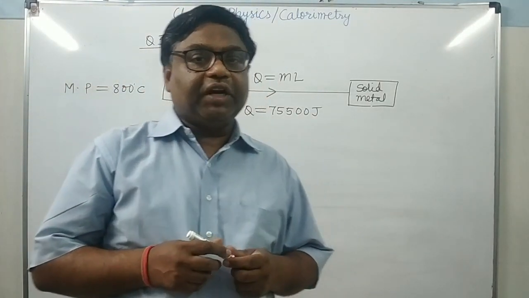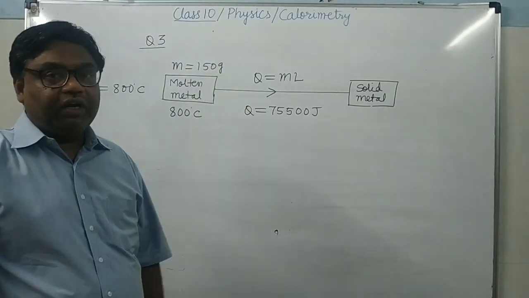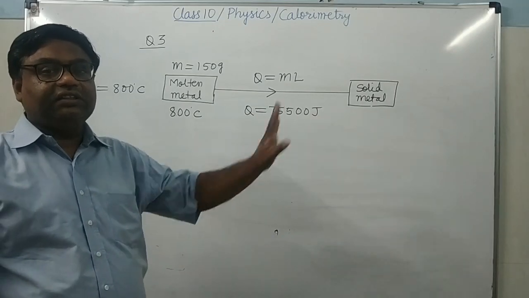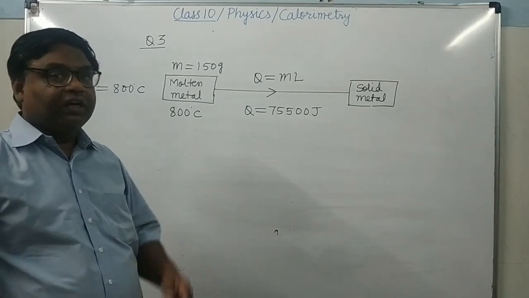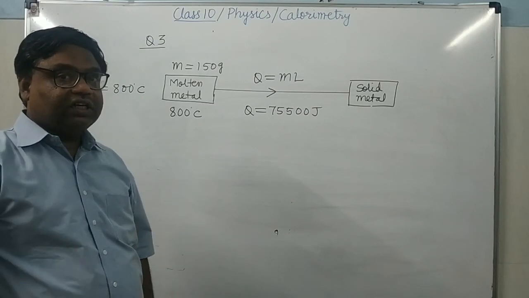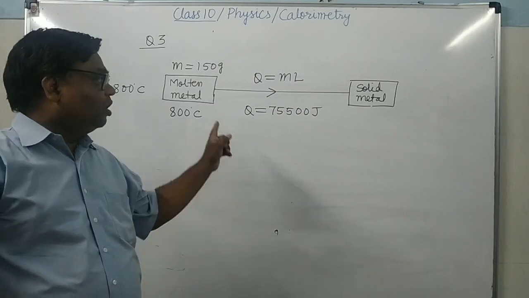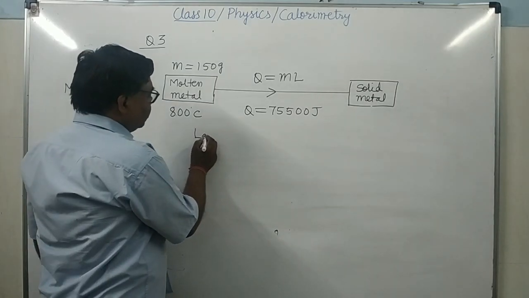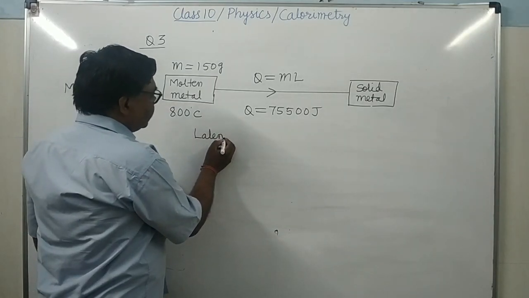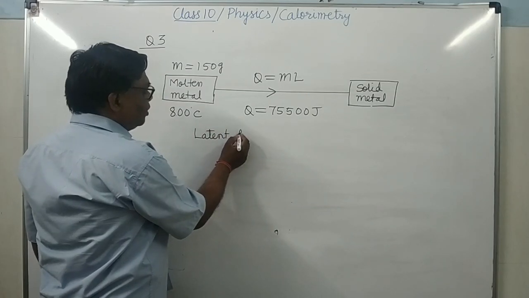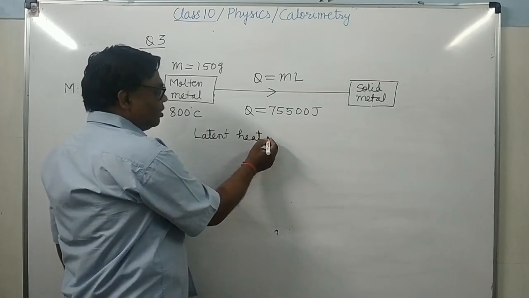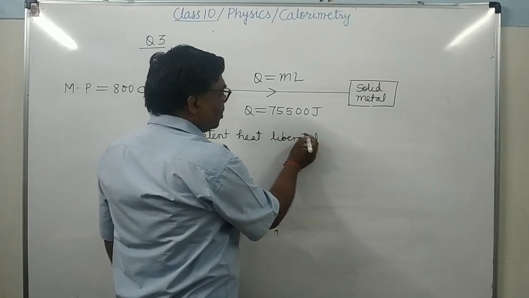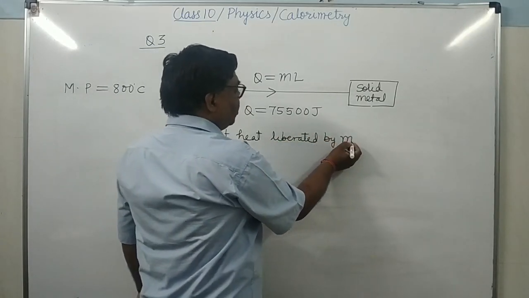So what will you write in the beginning of the question? As the molten metal is at its melting point, therefore by losing latent heat, it can solidify, it can freeze. It's clear? Therefore, latent heat lost, latent heat liberated by molten metal.